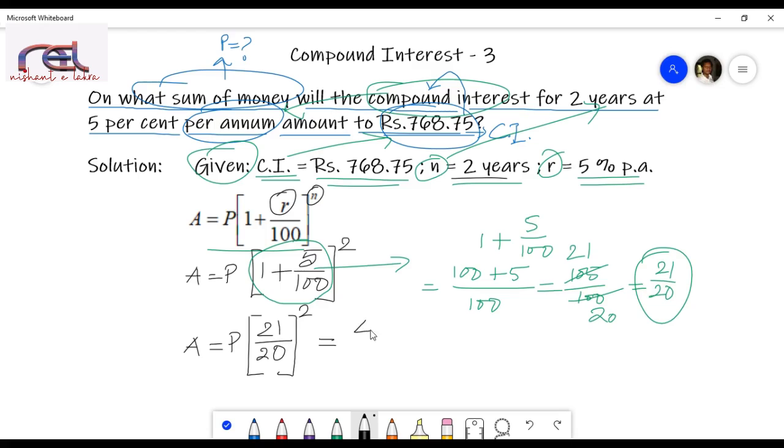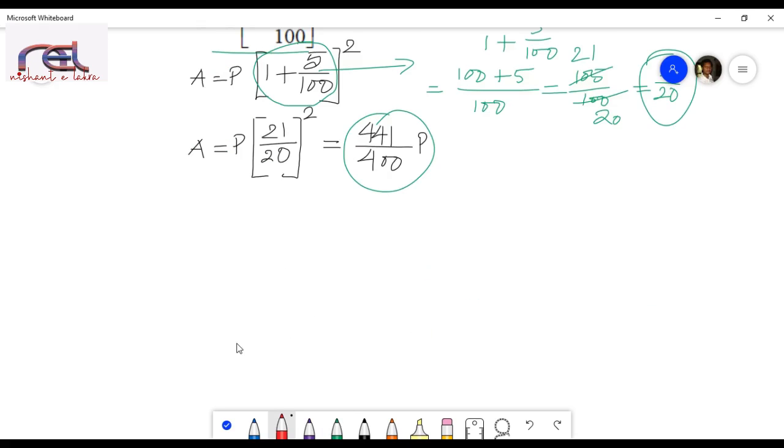We'll simplify it further. Now 21 square and 20 square, right? 21 square is 441 and 20 square is 400. So this 21 by 20 whole square will be equal to 441 by 400. And we're just placing P on the right hand side. So A is equal to 441 by 400 P, right? That is the value of A that we have just found out.